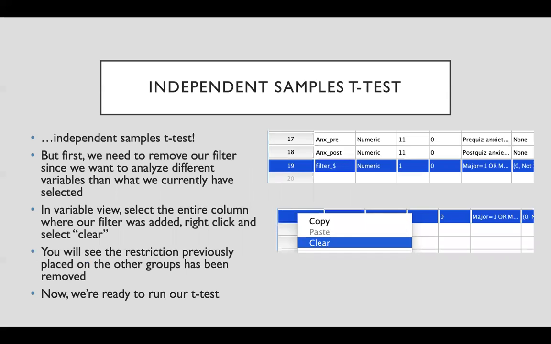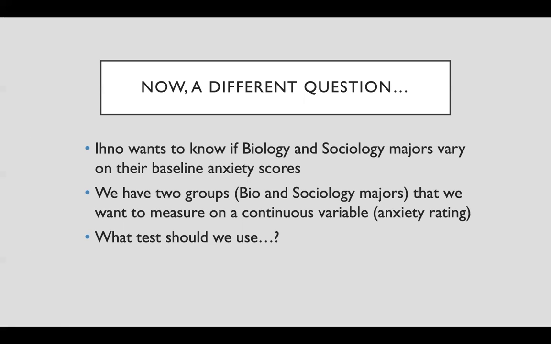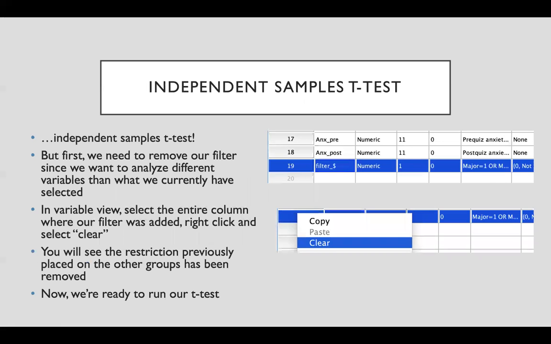samples t-test. Now you could also use a one-way ANOVA, but that's typically used if you have 3 groups or more. So if we wanted to look at all 5 majors, we would do an ANOVA, but we just want to look at 2, so we can do a t-test. So how do we filter it out? For a t-test, it's a little different. You don't really have to use that filter feature.